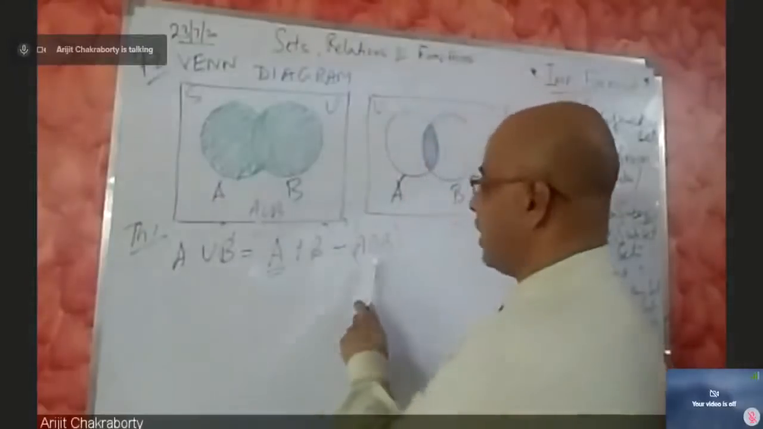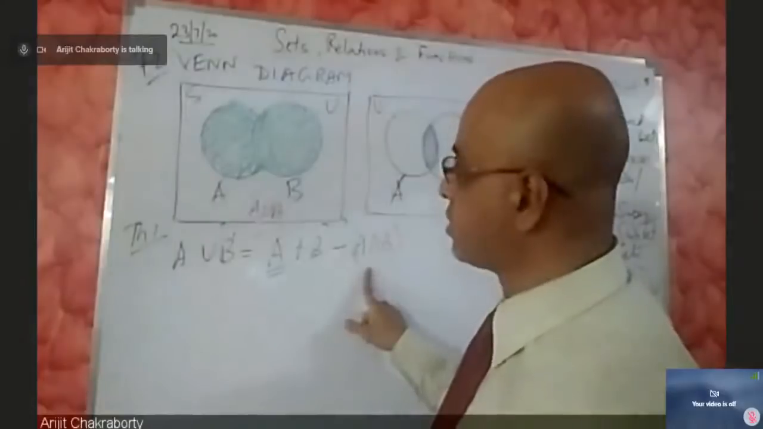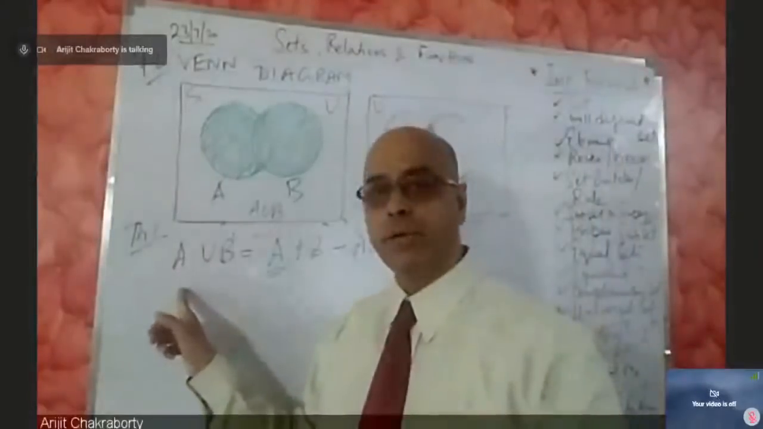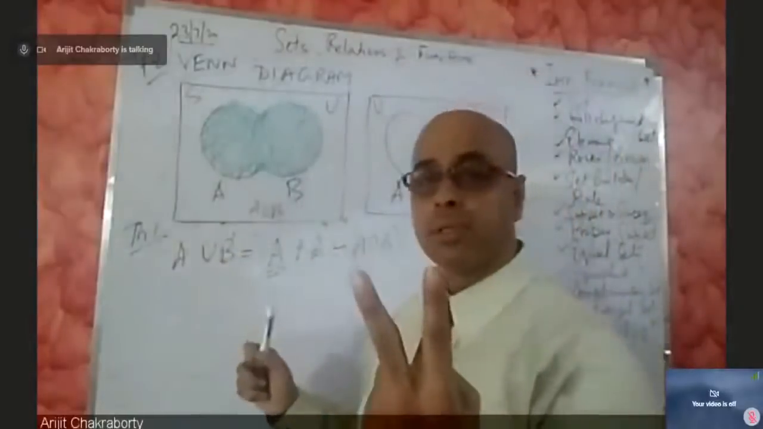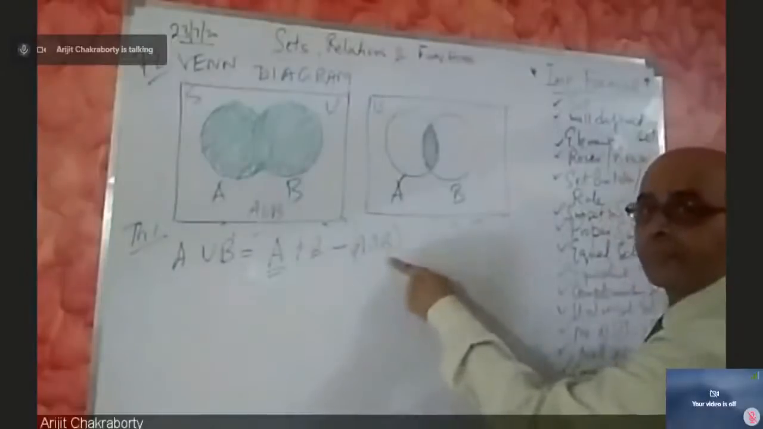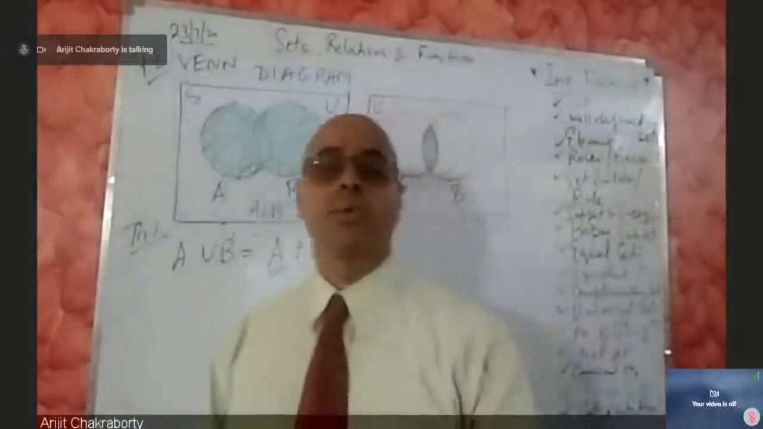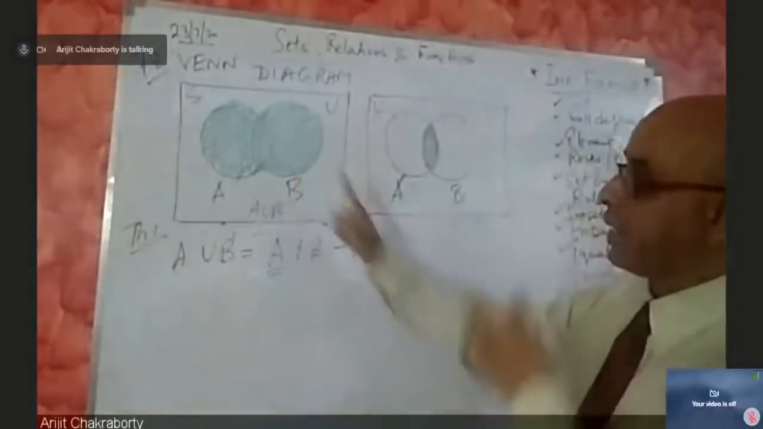So I deduct A intersection B once again. I have to deduct once A intersection B so that I can get A union B, because I have shaded the common part 2 times. So I have to adjust. So I deduct once. It is like plus 2 minus 1. So you get plus 1. Right? So this is A union B and how we show it.